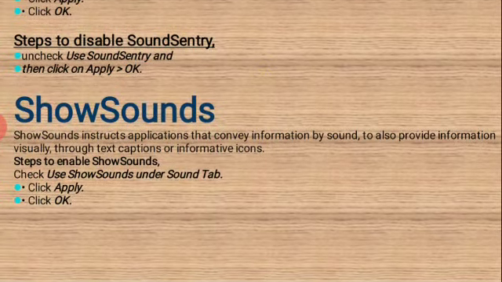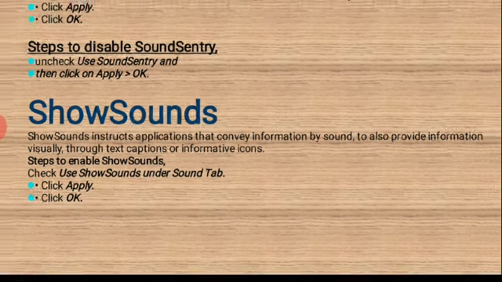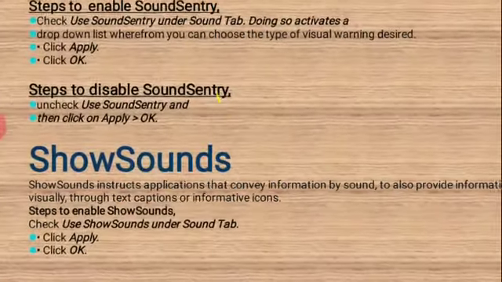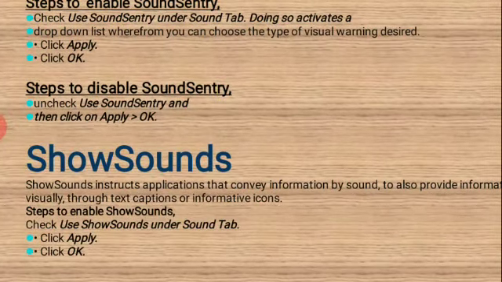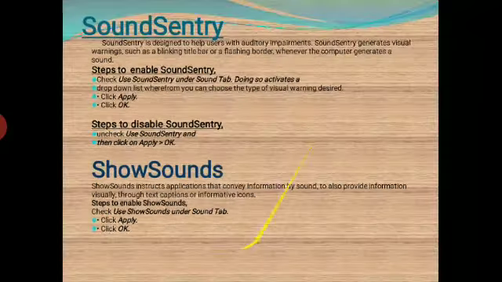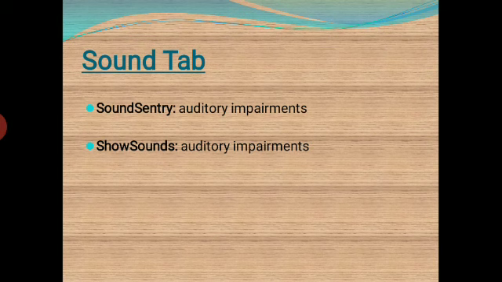Another one is show sound. Show sound instructs applications that convey information by sound to also provide information visually through text, captions or informative icons. Yes, the show sound option gives the instructions to the user in the form of sound. There is no need to read the instruction. It reads the instruction in the form of sound for the people who have auditory impairment.